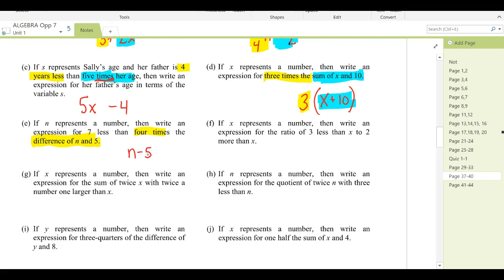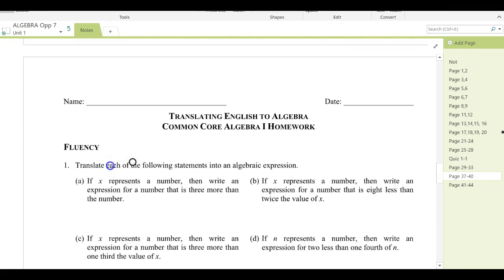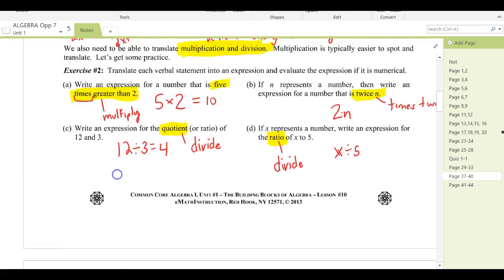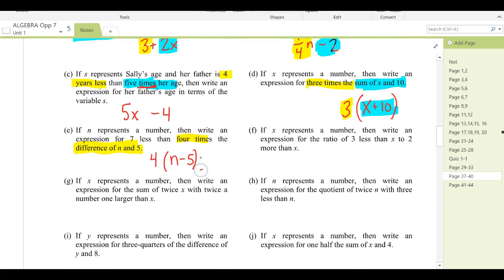Seven less than 4 times the difference. How do I do 4 times the difference? Multiply by... No, 4 times is going to be multiply by 4. How do I do 7 less than that? Minus 7. Minus 7.